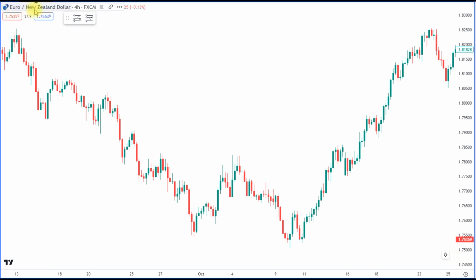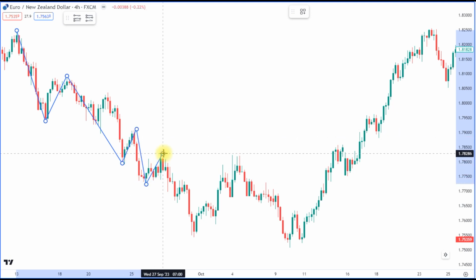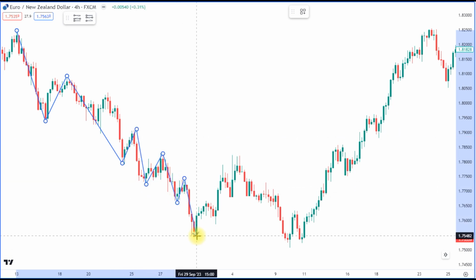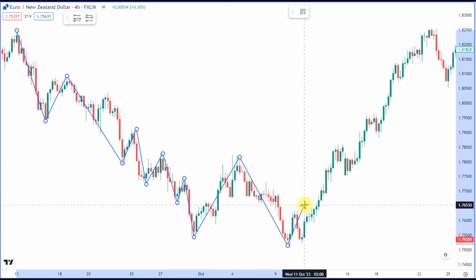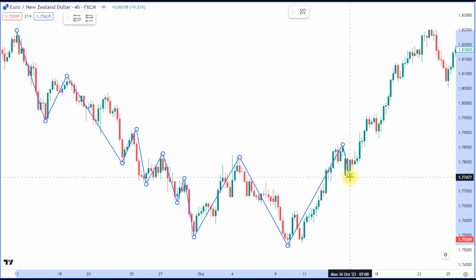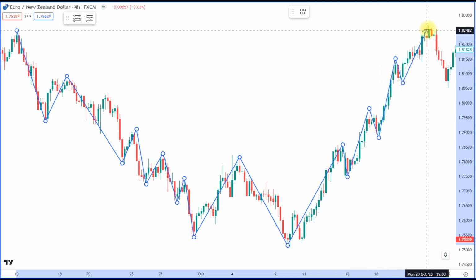We're here on the Euro New Zealand dollar on the 4-hour time frame. And like we have here, we have a downwards movement. We see here the trending movements and the pullbacks in between. So there's the trend movement and the corrections. And here you see we have a trend reversal. The market is making a higher high and then the trending movements into the bullish direction with small pullbacks.